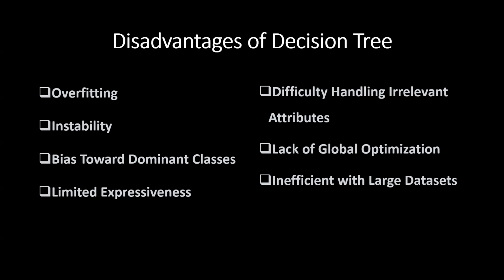The last important point is that it is inefficient with large data sets. So decision tree is not a good choice if the data set has a high volume, which means that it would be computationally expensive and the model would take more time to run. So it is basically a time consuming model.